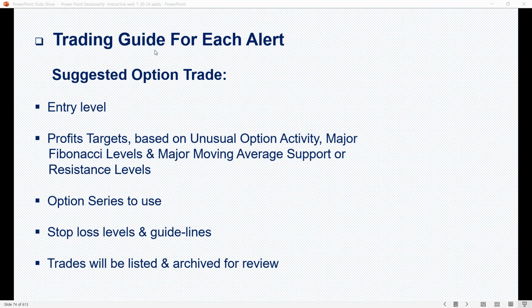Now with the alert service, when I send out a trade, a lot of members just do their own thing. They just want the trade, right? So they'll just do their own thing. But when I send it out, I'll always give you a suggested option trade that you can use. So in detail of the trade, the entry level, profit targets we're looking for, these are going to be based on that Fibonacci price target mapping, various option activity, moving average, etc.